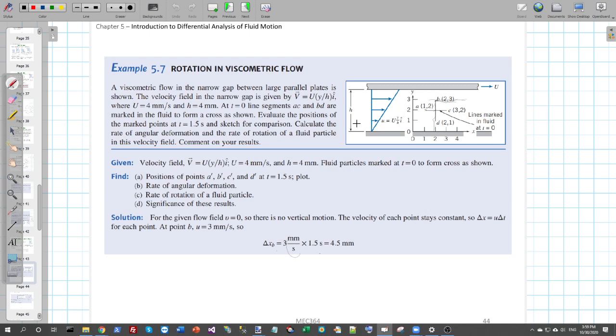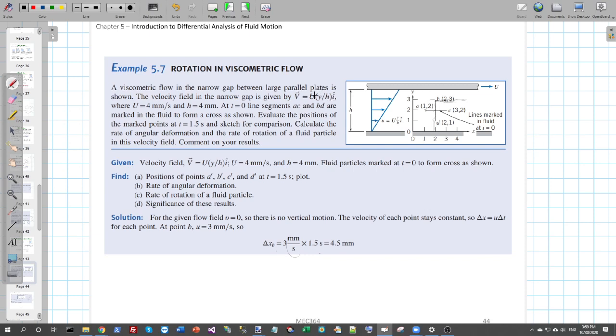In this case, let's define 4 points A, B, C, D, and assume their positions are given at t equal to 0. The question is, after t equal to 1.5, what their new locations will be. For this case, we are going to track each fluid particle. To find the particles in their new locations, you would use a Lagrangian description of the velocity field, but the velocity field given here is the Eulerian description. But it doesn't matter.